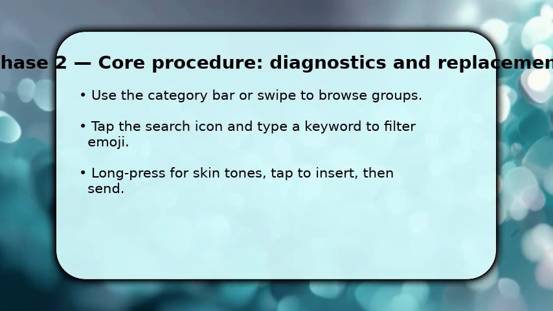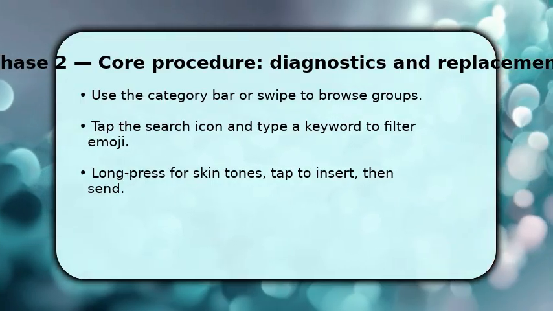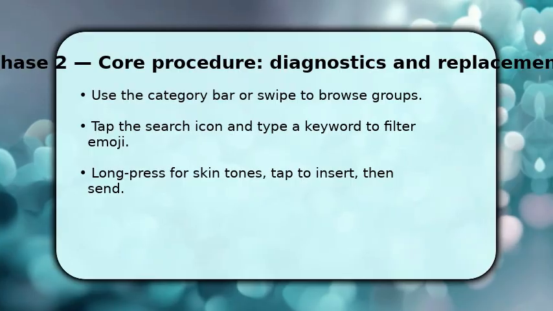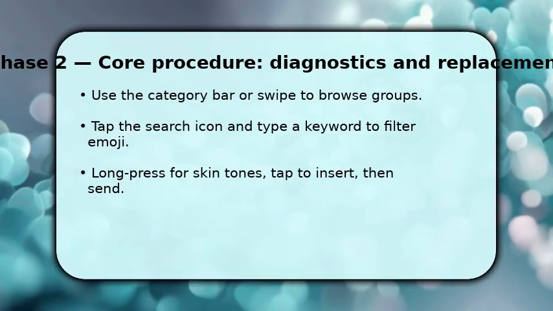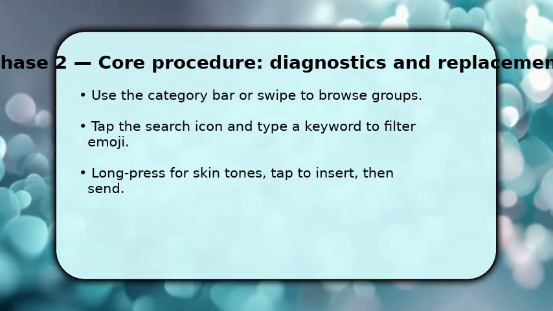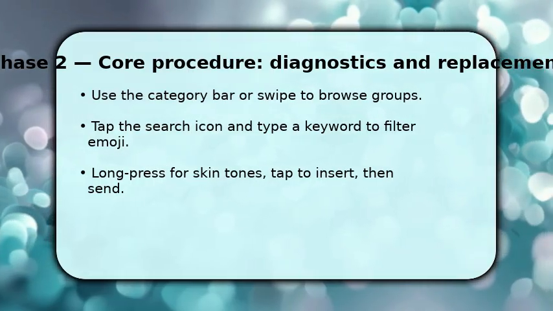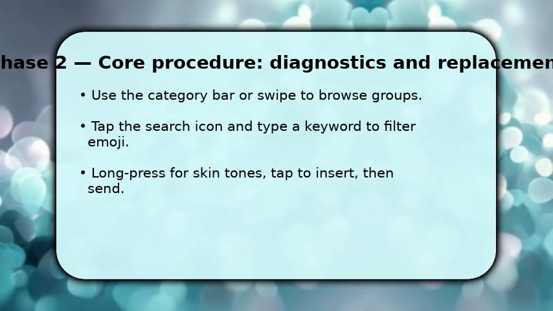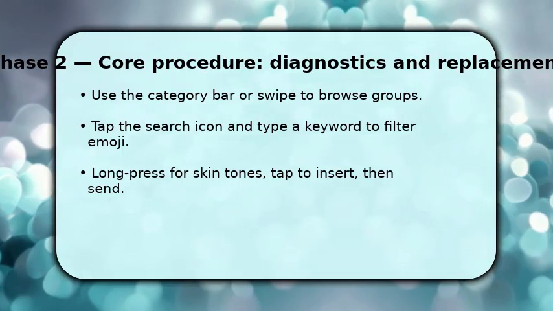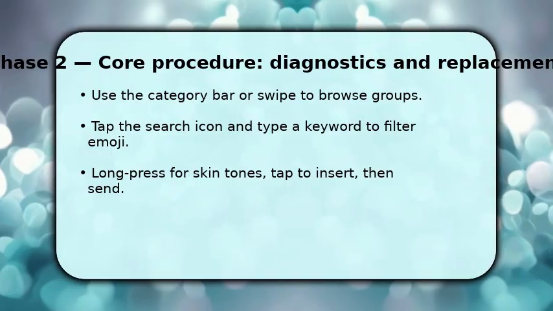Once the emoji panel is open, navigate the category bar at the bottom or swipe left and right to scan groups: people, nature, food, symbols. If you want a specific emoji, tap the magnifying glass and type a keyword. Search returns matching emoji instantly. To adjust appearance, long press on human emoji to pick skin tones. Tap an emoji to place it in the text field. You can mix emoji with words. Make sure to preview how it looks, then tap Send or the app's return key to deliver it.